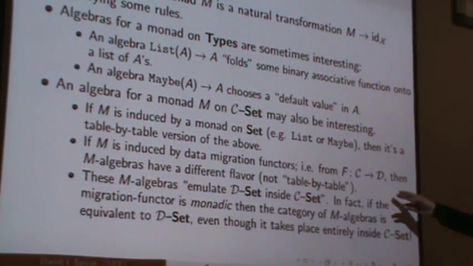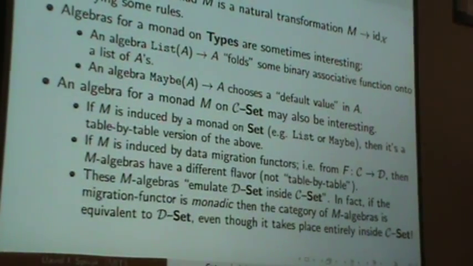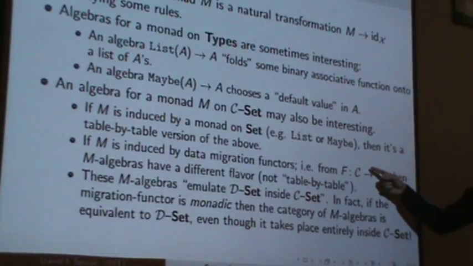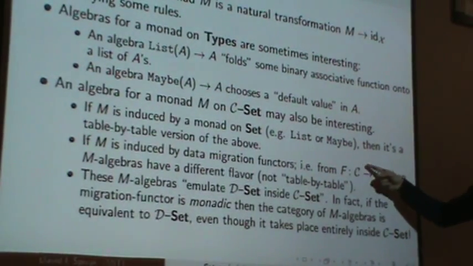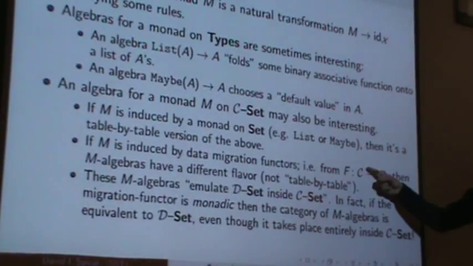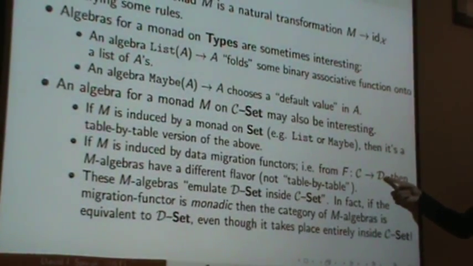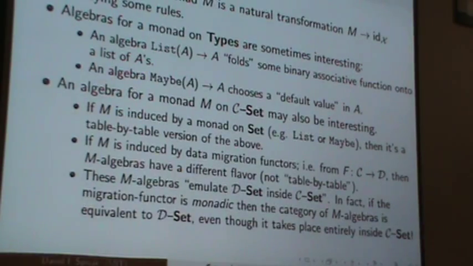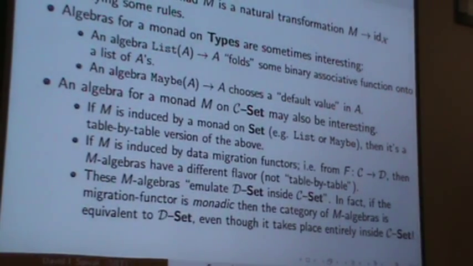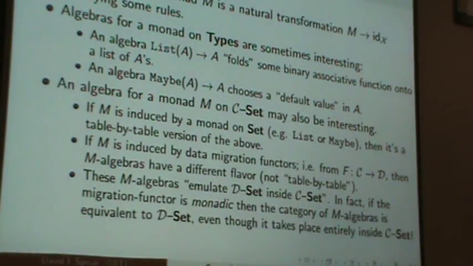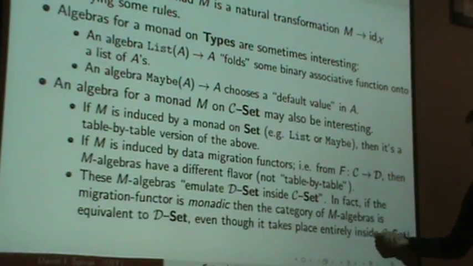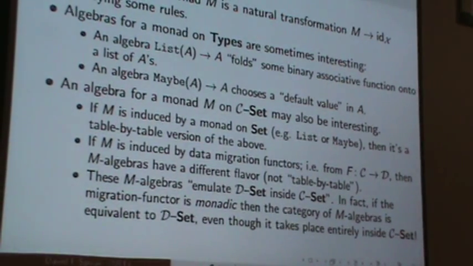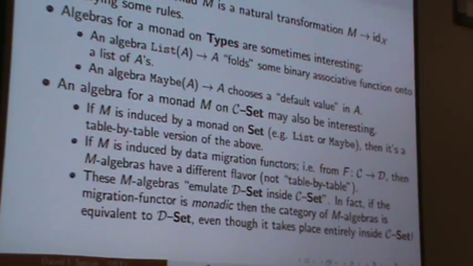In fact, if the migration functor is monadic, this is a word from category theory, then M algebras, so what are M algebras? They're states on C with an operation on them. M algebras, which are states on C with an operation, are equivalent to D sets. So in other words, C has a perspective on the world, D has a perspective on the world, and we've been able to line them up with a functor F taking C to D. And now, M algebras is something that C completely understands, but the category of M algebras will be equivalent to the category of D sets. So in other words, I can understand what D is seeing inside of myself.